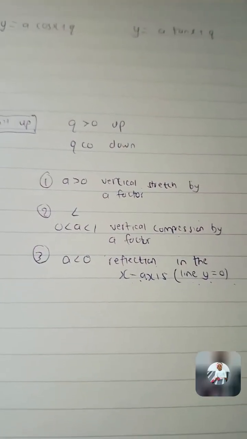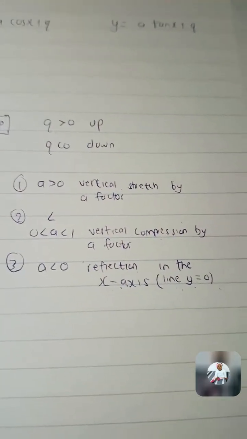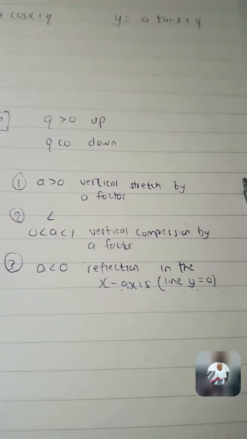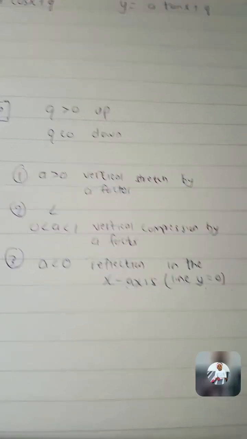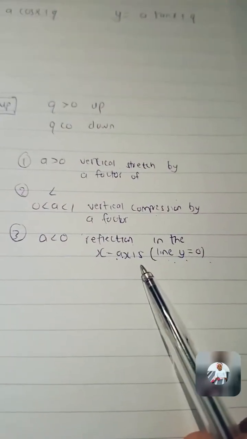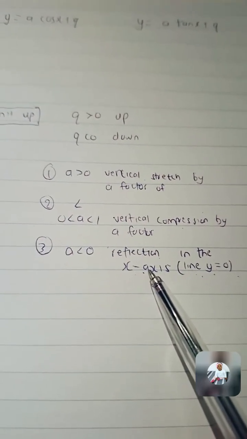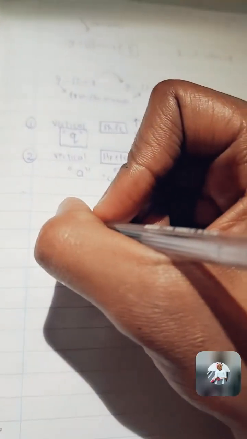Oh, so can I ask? Yes, please do. If our A is greater than 0, so we use the vertical stretch by a factor of. Amen. Then if it's less than 0, we use the reflection in the x-axis. Amen. Okay, I get it. Okay, that's very key, very key.